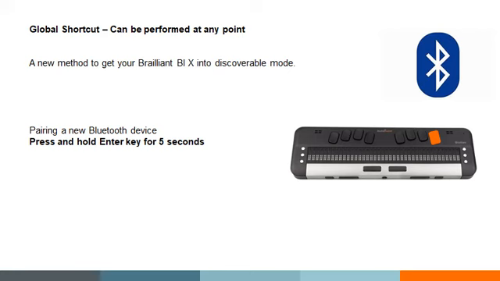Once it's in your active pairing mode, you're going to receive the notification that you can now pair your host device. So again, a very quick way to make your device discoverable. To quickly make your Brilliant BI 20 or 40X discoverable, hold down that enter key for about 5 seconds and you will be placed in the area where you can go and pair your Bluetooth device.